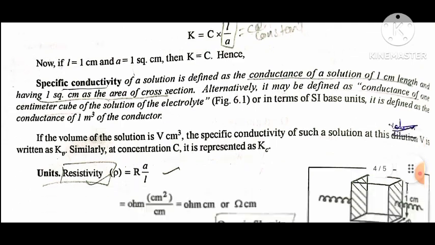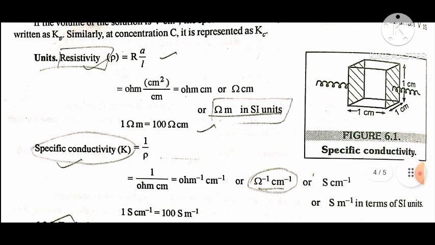Now, coming on to resistivity and its units. So rho is equal to R a upon L, which is ohm centimeter square upon centimeter, equal to ohm centimeter, or ohm meter in SI units. 1 ohm meter is equal to 100 ohm centimeter. Specific conductivity kappa is equal to 1 upon resistivity, which is 1 upon ohm centimeter, equal to ohm inverse centimeter inverse, or Siemens centimeter inverse, or Siemens meter inverse in terms of SI units. So 1 Siemens centimeter inverse is equal to 100 Siemens meter inverse.